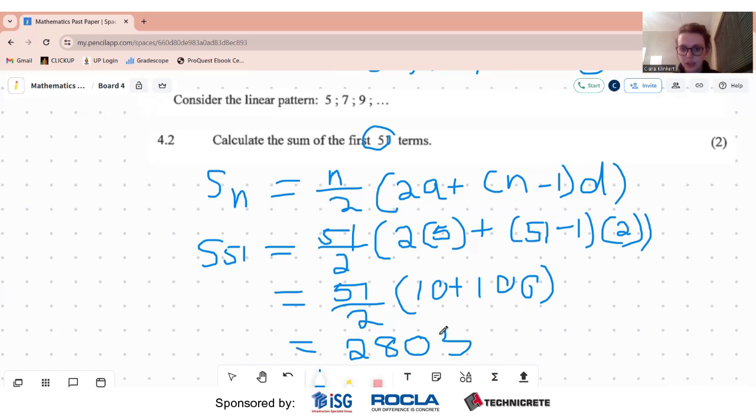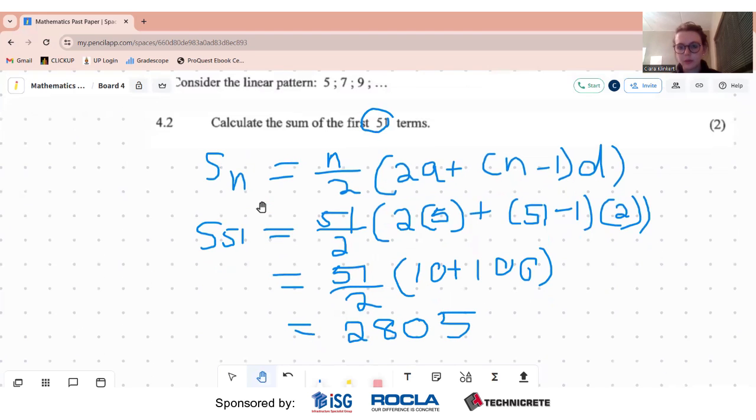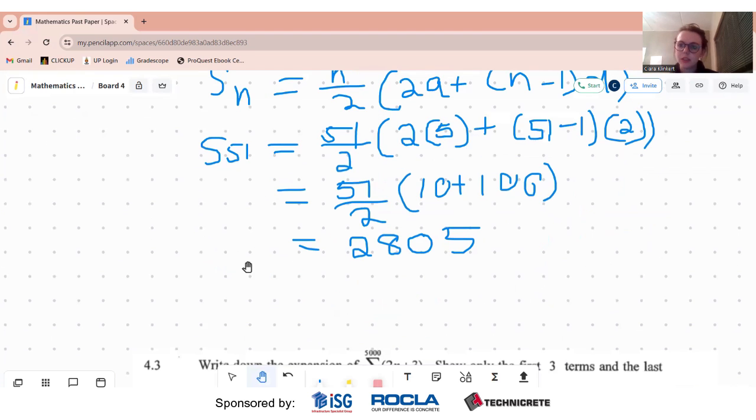2,805. And that is how you calculate the sum of an arithmetic or linear sequence, or you evaluate the series, a linear series, up to term 51. That's another way they can word it.